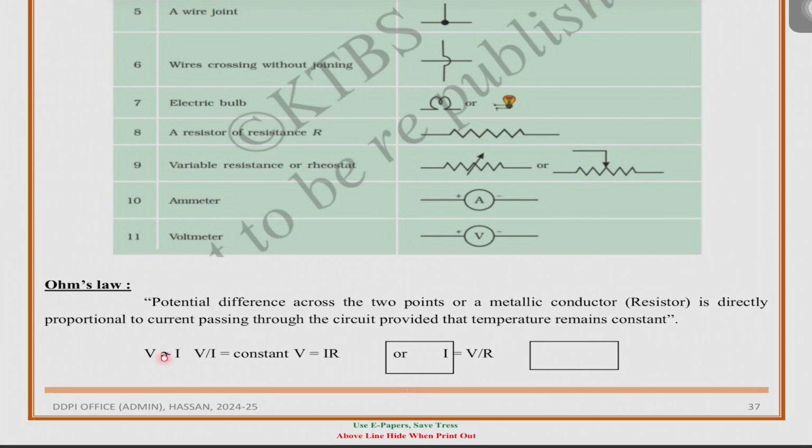So in order to remove the proportionality, we can introduce a constant, nothing but R. So V is equal to I into R, where R is the resistance of the conductor which remains constant, which can be proved mathematically and graphically also. Experimentally, Ohm's law can be proved. So it gives us the relationship between potential difference and current.